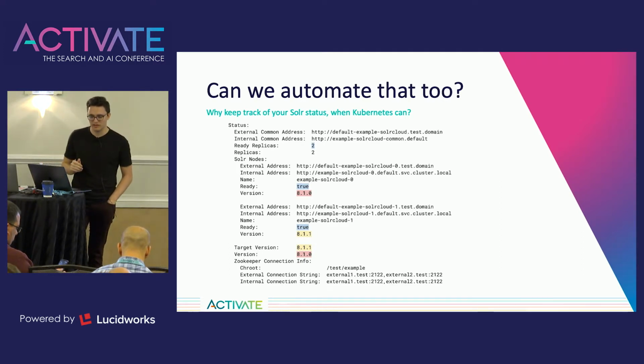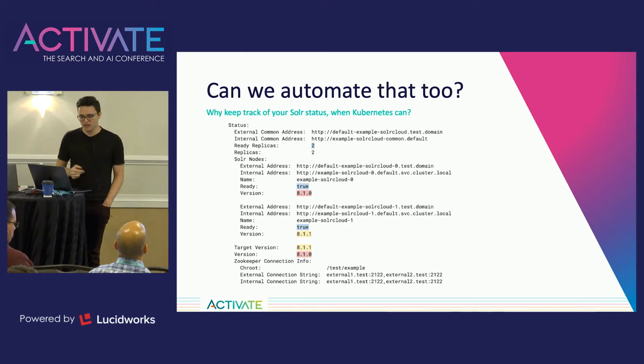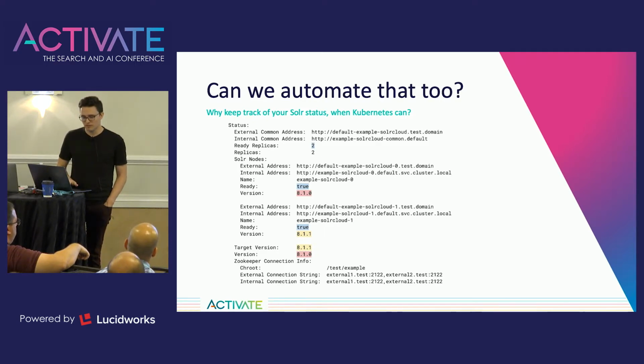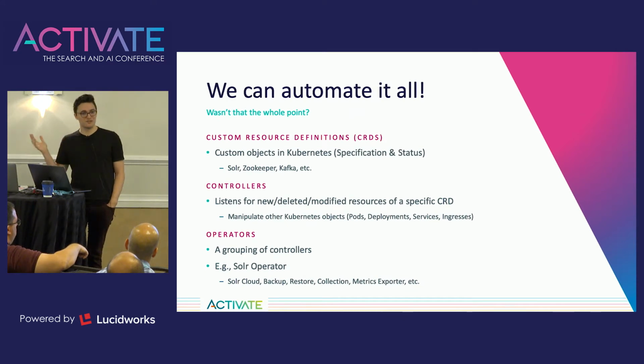So we want to basically put in the specification and get back a status that tells us, how do I connect to this Solr Cloud? How many of the replicas are running? Which replicas are working, which are failing? What is the version of each replica? Kind of like default information that you don't want to have to go and scrape yourself. And we want that to be automated. So in the end, the answer is we can automate it all.